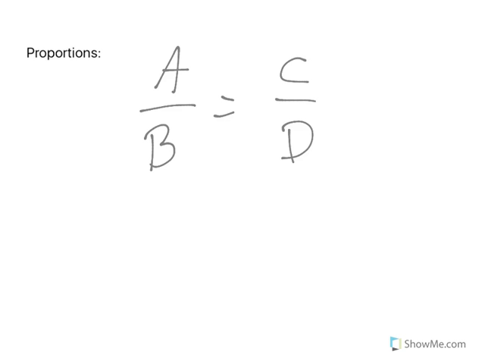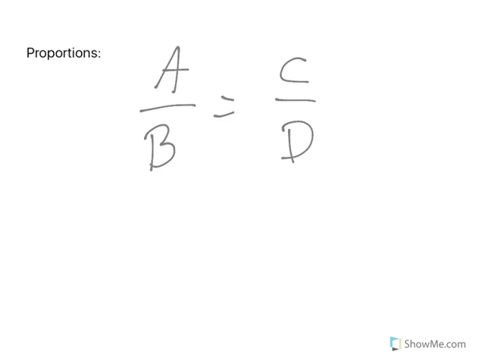Proportions are really nothing more than two ratios being set equal to each other. So we could say that we have the ratio A over B equals C over D. So any two fractions set equal to each other we say are proportional. Now, we can use proportional reasoning to solve problems. The key is consistency, and you will see how I set up all of these problems to keep consistency.